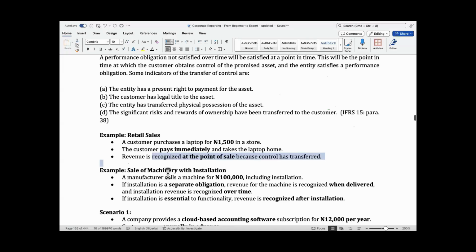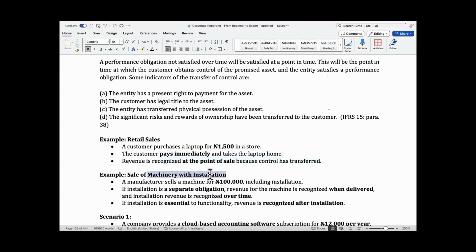Or you sold machinery but with installation. So a manufacturer sells machinery of 100,000, and this 100,000 includes installation. If you identify that installation is a separate service on its own, that means it's only the revenue relating to machinery that we can recognize now. The revenue relating to installation, since we have not delivered that service, we are going to wait until after installation before we recognize it.